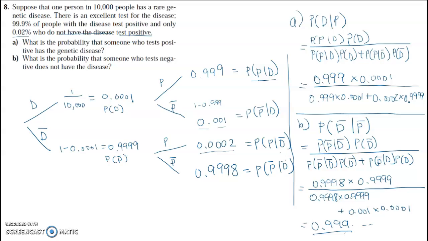And even if you were tested positive, the percent of you actually having the disease is only 33%.